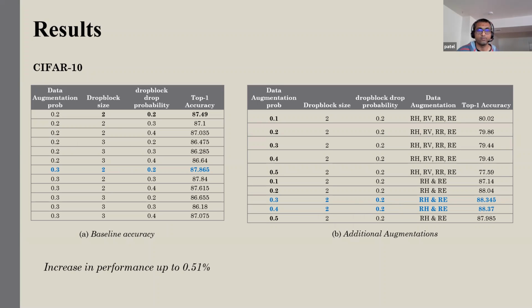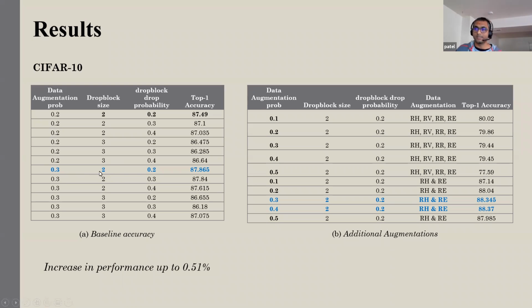Coming to the results, with my baseline architecture on CIFAR-10, 87.865 is the highest accuracy I received, with a drop probability of 0.2 and a DropBlock size of 2, and with an augmentation probability of 0.3. That was my baseline architecture accuracy on CIFAR-10.